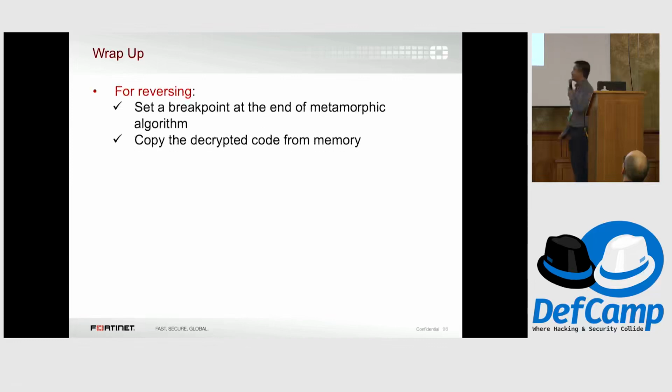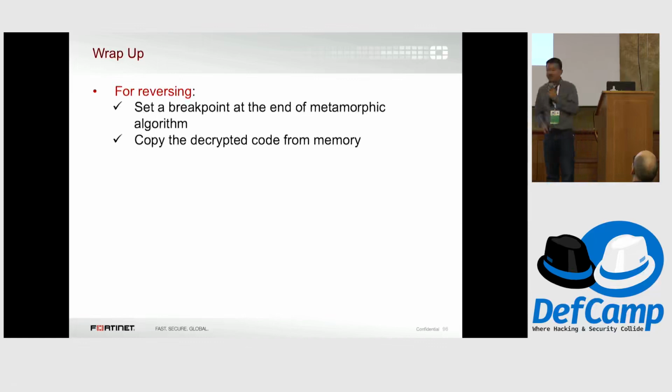Okay, to wrap up, for reversing, if you want to play with Virlock or any malware, all you have to do is, if you find a metamorphic malware or Virlock, just look for the call or the jump. EAX, EDX, probably different registers every given time. Set a breakpoint, it will end the metamorphic algorithm. And then of course, just copy the decrypted code from memory if you want to analyze it using IDA, OllyDbg, and so on and so forth.